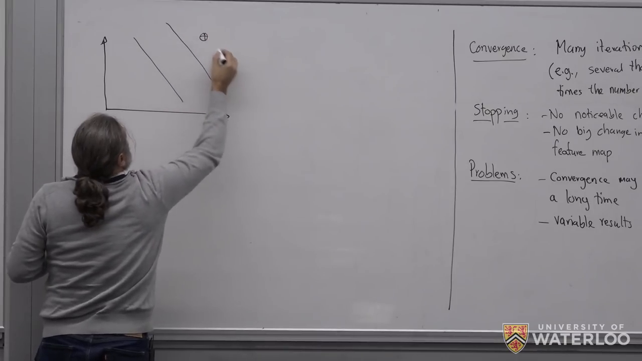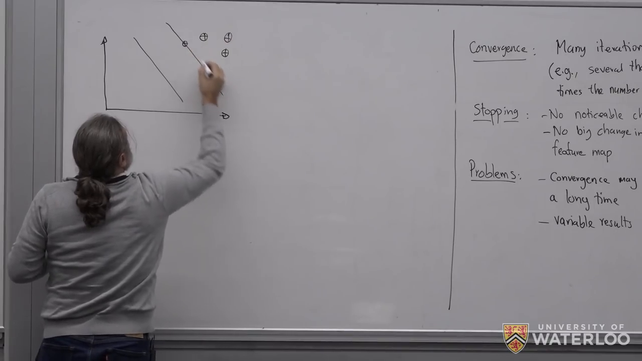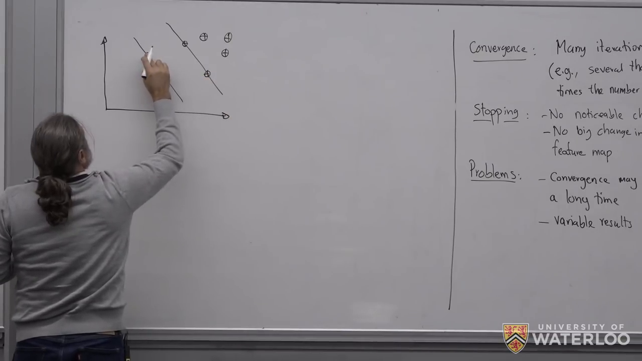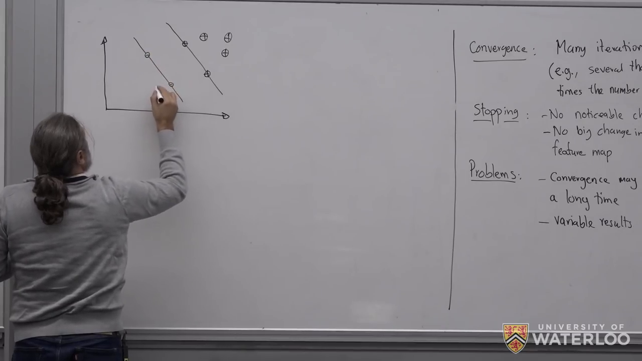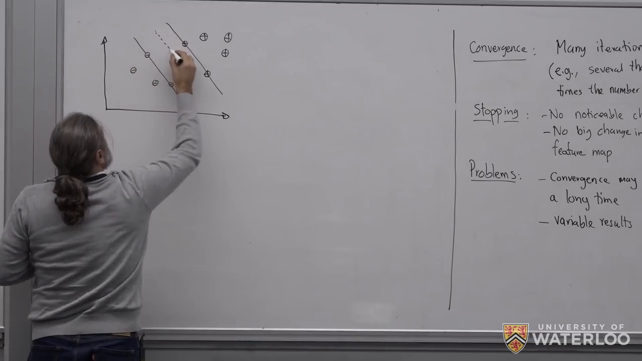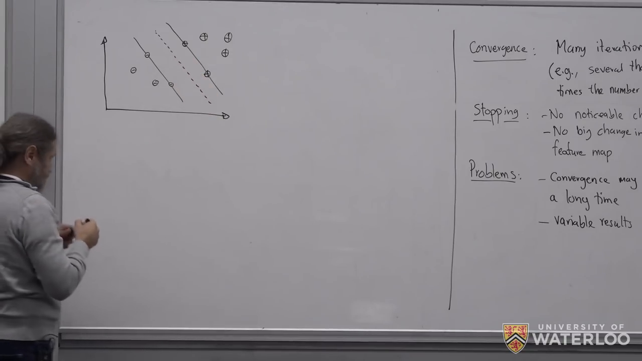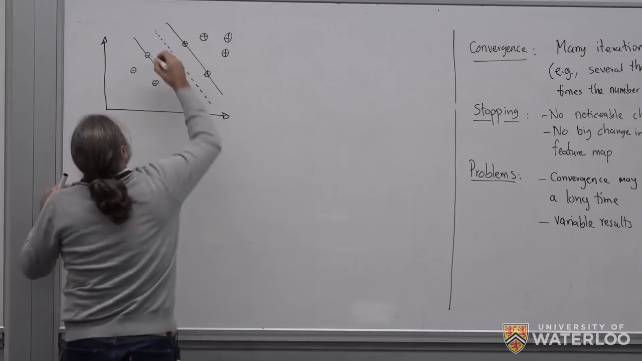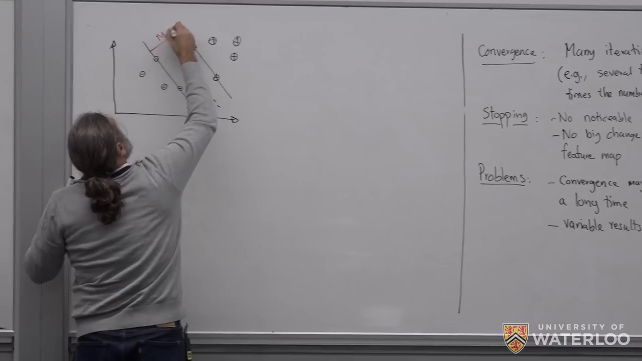again, these are my positives anywhere. These are my support vectors that are also positive. These are support vectors that are negative. And I have some negatives here, of course. And this is my center line. And I want to find out this margin. I want to find M. What is M?